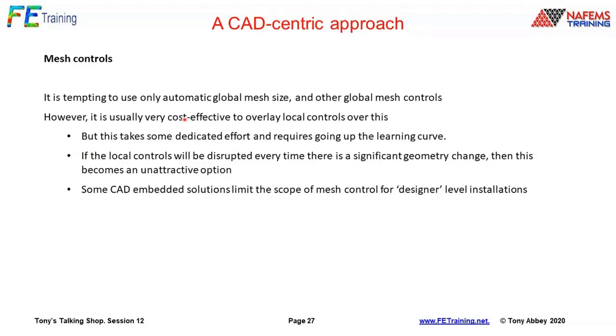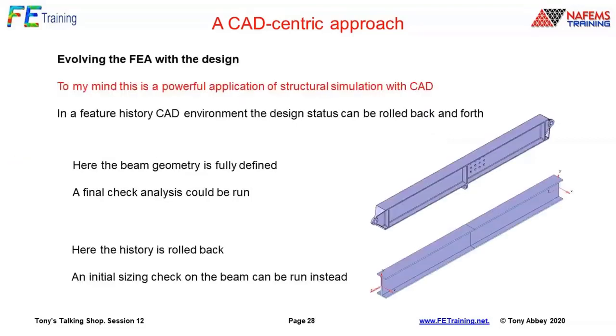Mesh controls: it's tempting to use automatic global mesh size and other global mesh controls, but that gets very expensive, and it's very cost effective to overlay local meshing controls on that to try and say, we've got an element budget, let's put the elements where they count. So there we would use local meshing controls. If they're going to be disrupted every time we change that design variation, then that's not so attractive. And further, some CAD-embedded solutions, depending on your license, may limit the scope of the mesh control. So you might not be able to do that anyway. So again, there's going to be implications if you want to move around quickly.